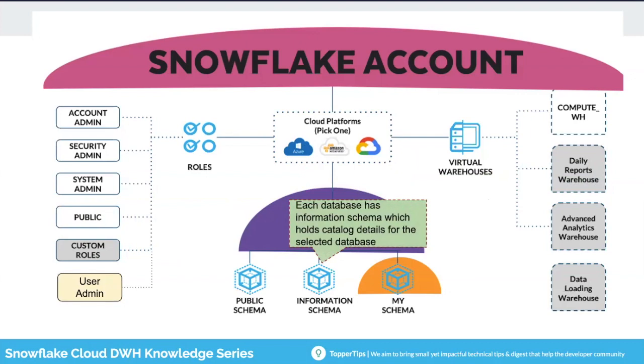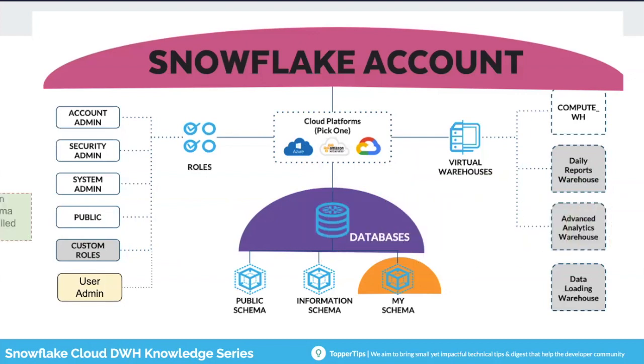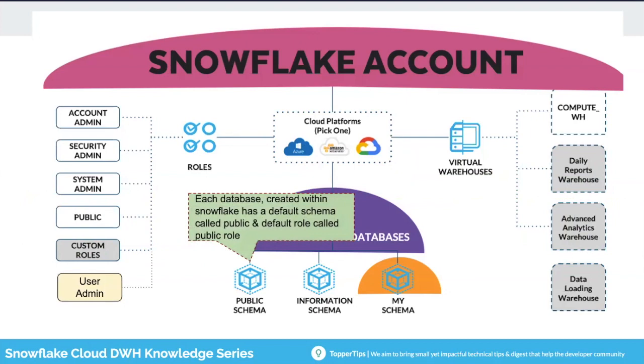The next is that each database has an information schema, which holds catalog detail for the selected database. You can also see that each database created within Snowflake has a default schema called public and the default role called public role. Very simple thing, but you need to keep it in mind.